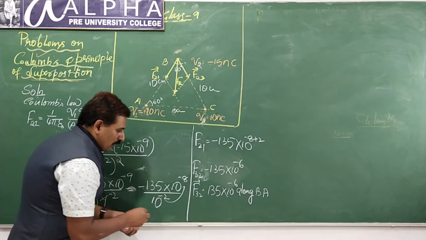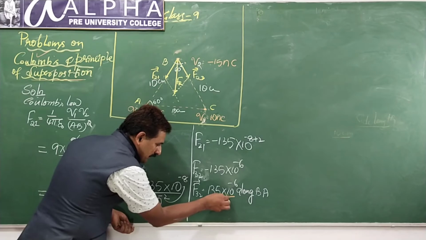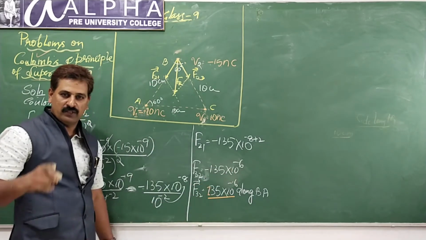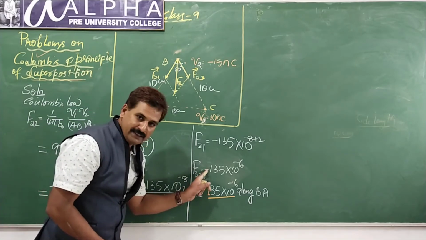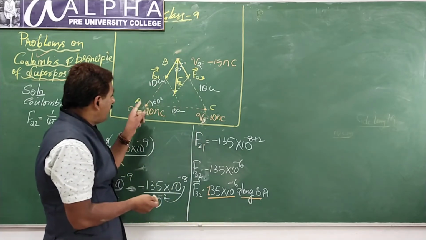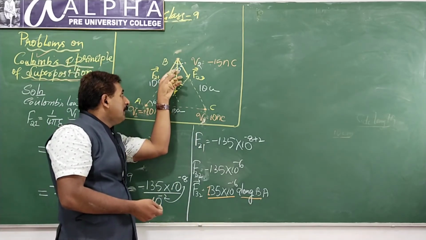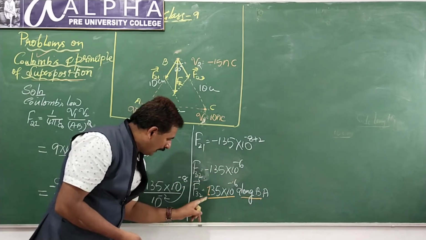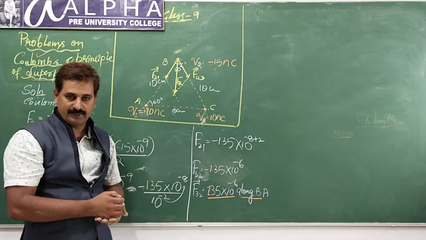For numerical calculations, use just 135. Remember this, very important. 135 times 10 power minus 6. Students, don't use the minus sign. Minus sign implies what? Direction. Direction is already shown here. Direction is not from A to B, as you see from here, but it is from B to A. That's minus. Value 135 times 10 power minus 6.